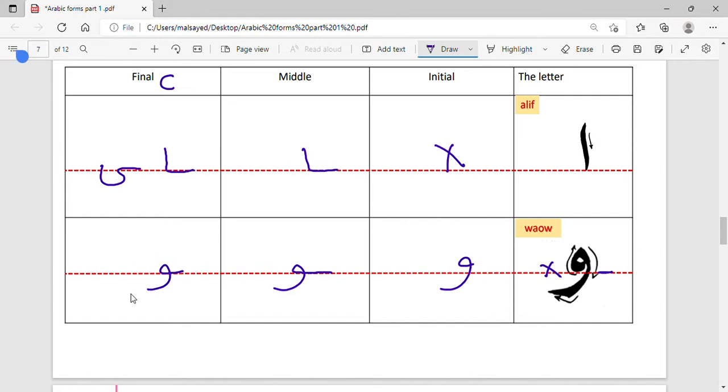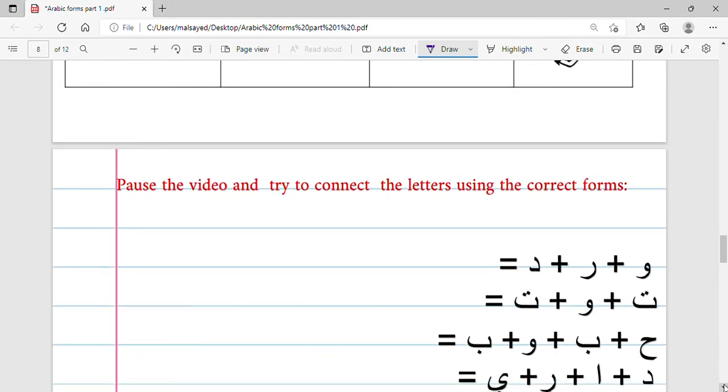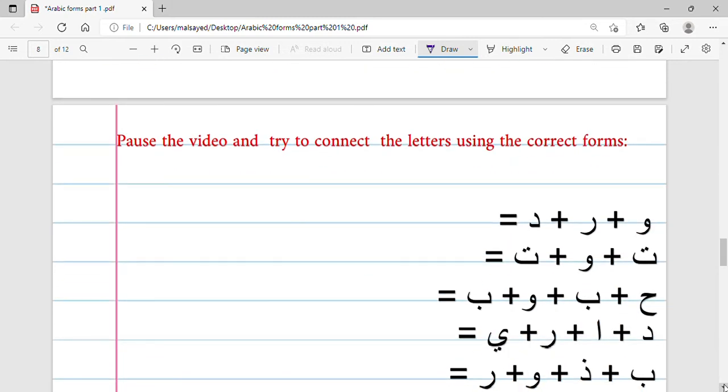Let's do some practice writing the forms for the dal, ra, zai, alif, and waw with the previous letters we just did, since the ones before these letters connect on both sides. You can always pause the video and try to connect the letters on your own using the correct forms, and come back and check your answers.